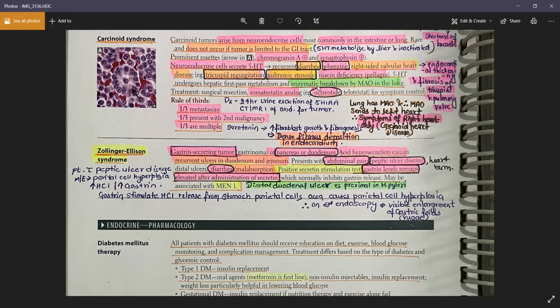The enzyme is also present in the lungs, and that's why whenever the serotonin passes through the lungs after the right side of the heart, it will be metabolized, so the patient won't get any left heart symptoms.